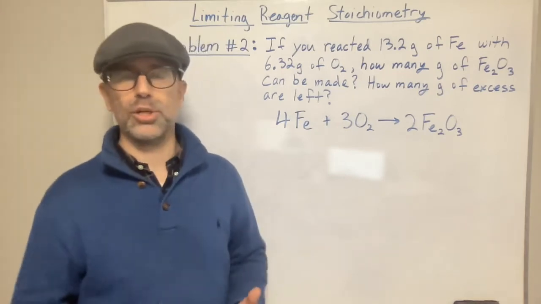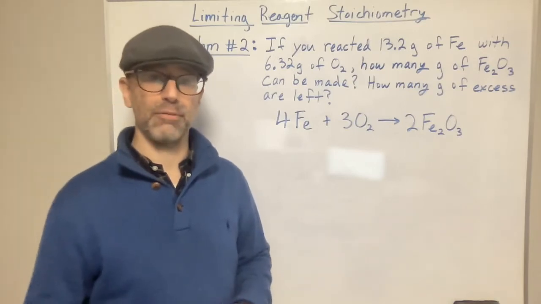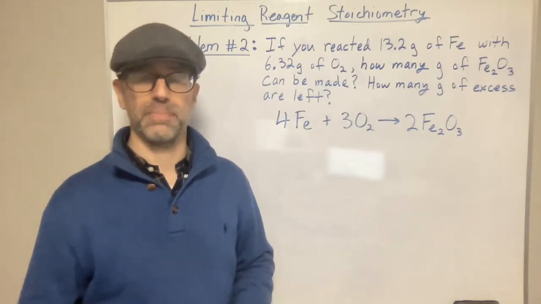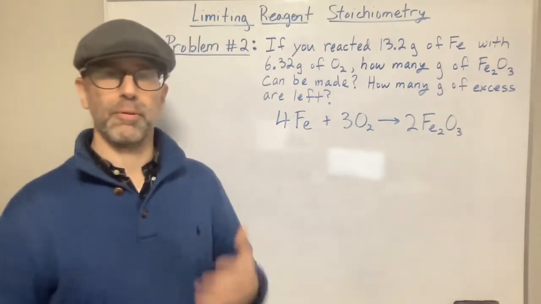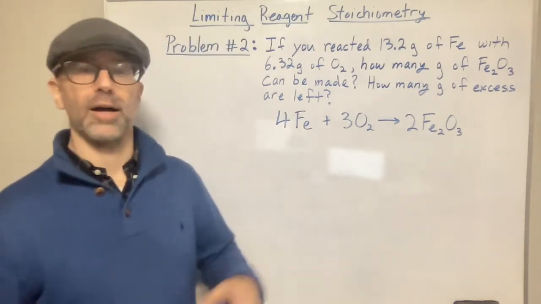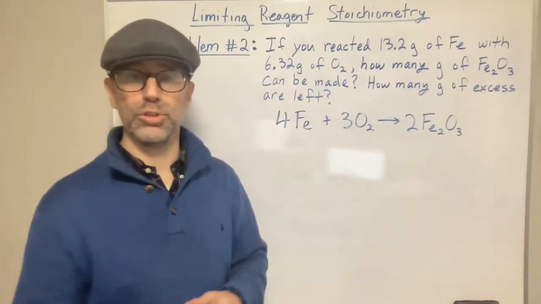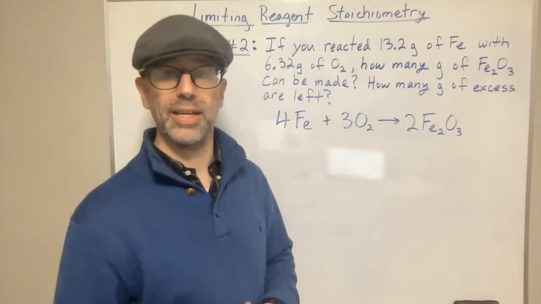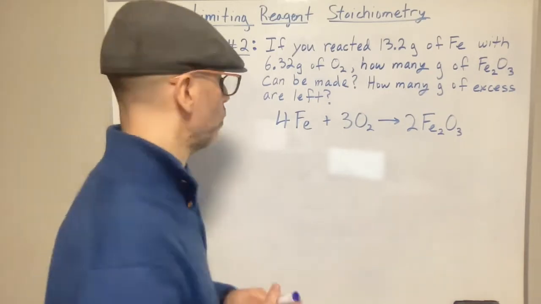Well, you can't determine that unless you figure out which one of the reactants they give you is the limiting reagent. And so that's the first step. So again, the first step in this type of problem is to convert the grams. Since they gave us grams, we want to convert those to moles. So we're going to convert each of the amounts of reactant from grams to moles.